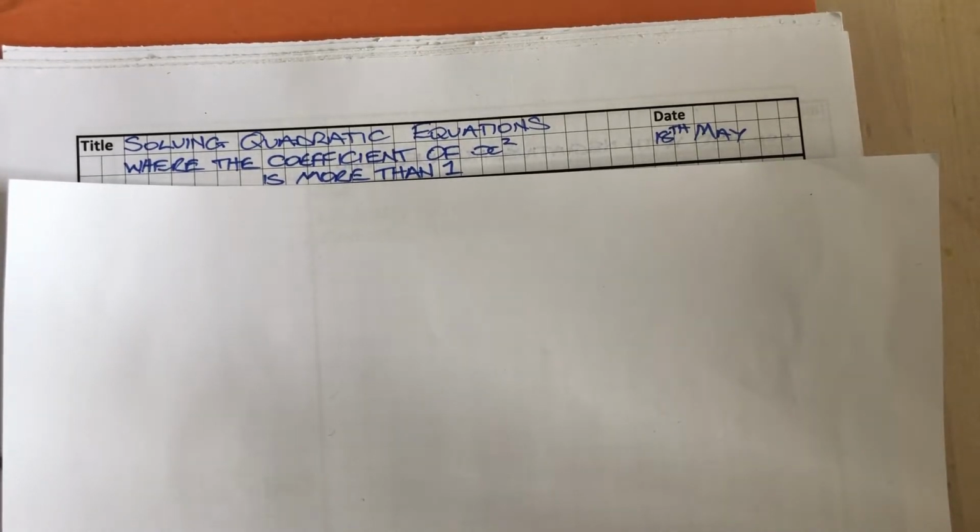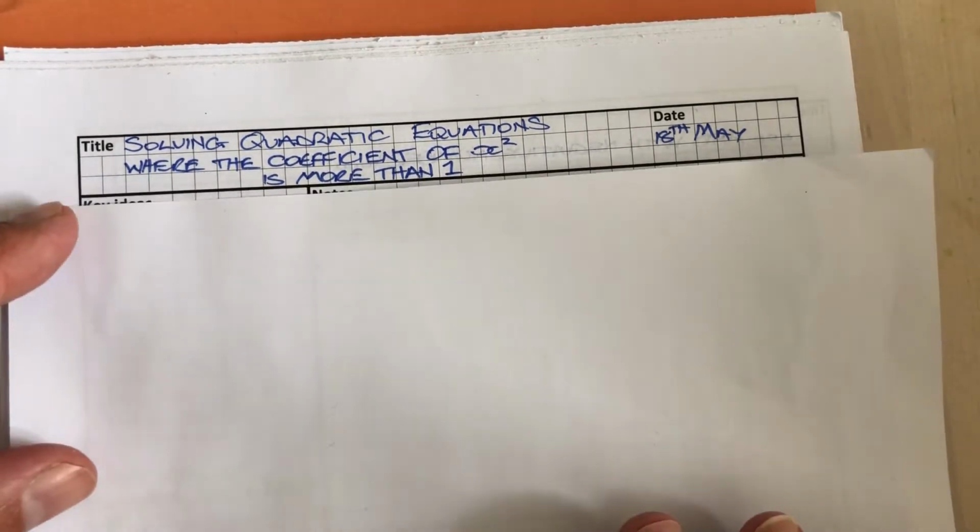Right, what about quadratic equations where the coefficient of x squared is more than 1? We're looking at advanced quadratic equations now. Yeah, you only really need to be able to do these if you're some kind of ninja. Well, you are some kind of ninja, aren't you? So let's have a go at this. Let's see how similar it is to the last lot and let's see where it's different.